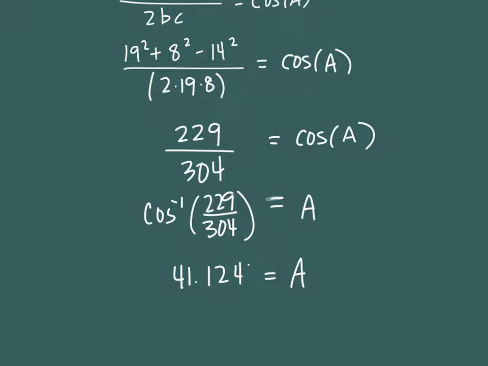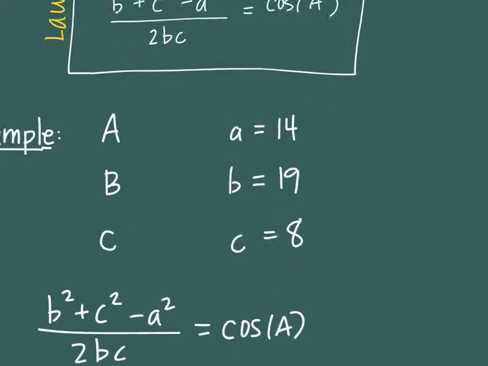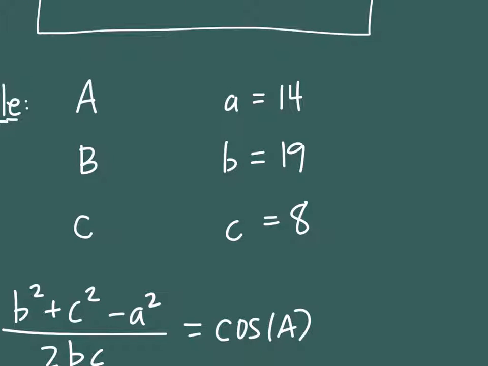So A turns out to be 41.124. All right, so I'm going to go back to my list of my 6 things, and I'm going to put in 41.124 degrees. So that wasn't so bad. Okay, now we'll do it again.